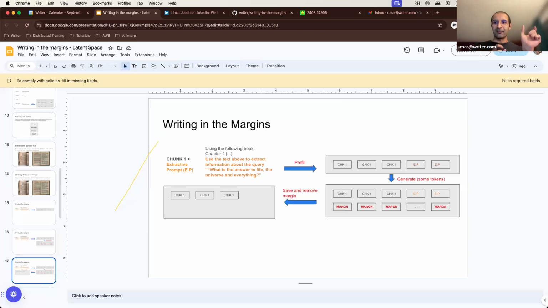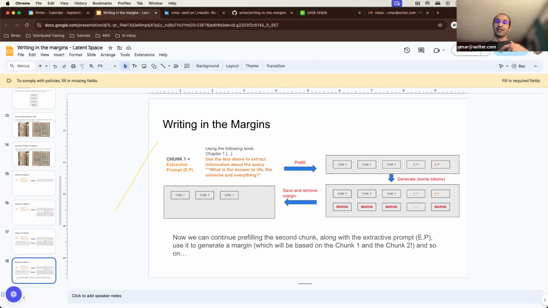So what we do is we prefill the first part of the prompt. We prefill this instruction. We generate a few tokens, which is the margin annotation. Then we can delete this margin and this instruction that we have added. And then we prefill the second chunk. We then append another prompt, an extractive prompt. We generate a few more tokens, which is the second margin. So the second margin will depend on the first and the second chunk. Then we delete these second margin's tokens. We delete the extractive prompt, etc., until we have processed all the prompt.